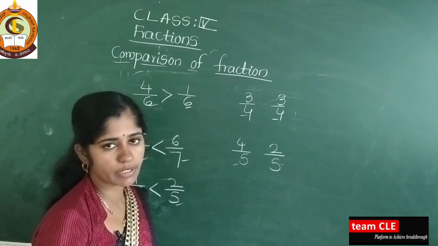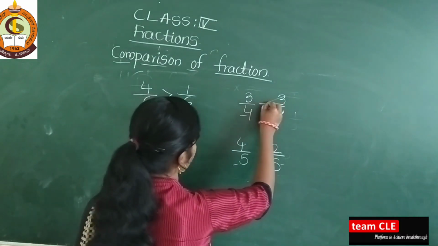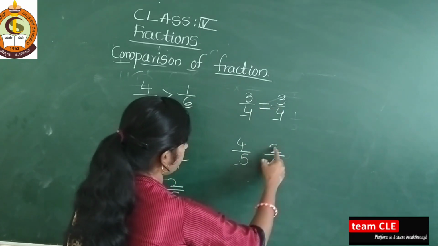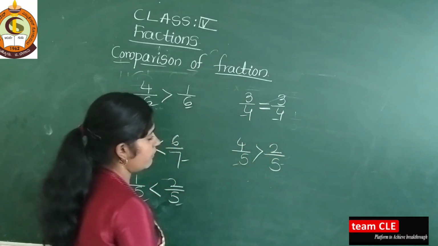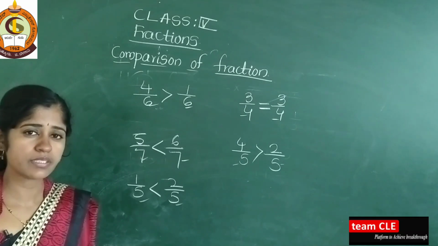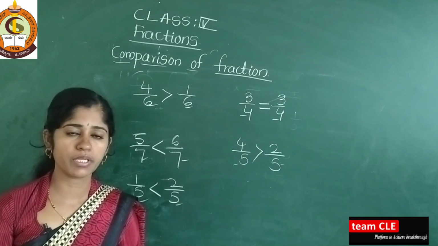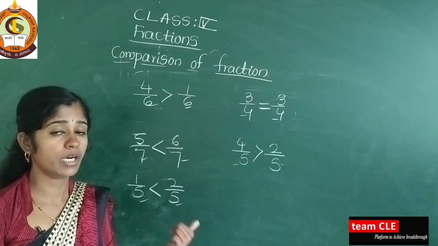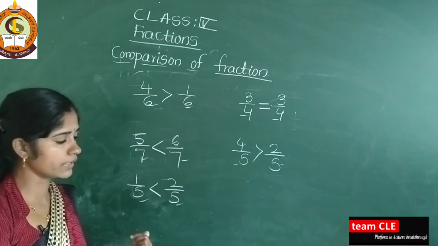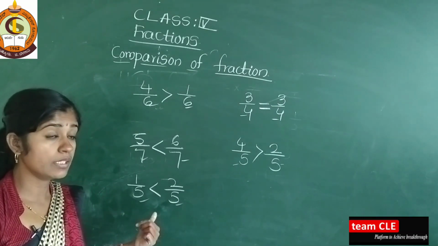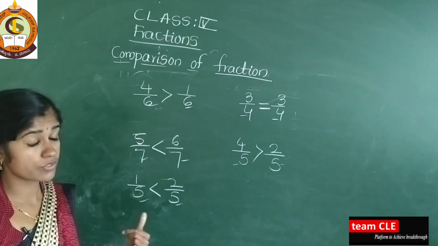3 by 4, 3 by 4 is there, so you have to put the equal sign here. 4 by 5, 2 by 5 is there, so you have to put this sign. It means in case like fractions are there, the fraction having the bigger numerator is the greater fraction, when fractions are like.